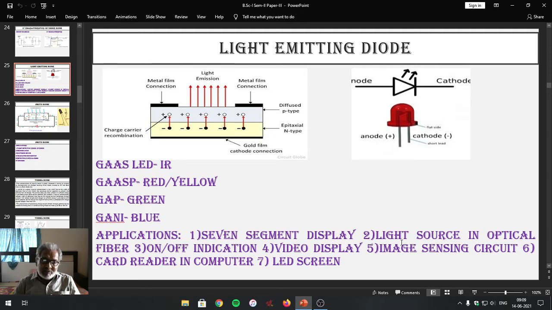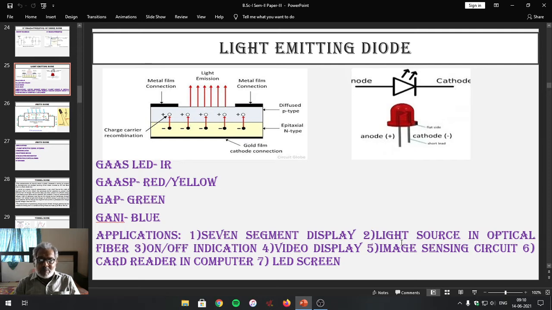We studied the Zener effect, we studied avalanche effect, we also studied current and voltage characteristics of Zener diode. We studied its application and specification.